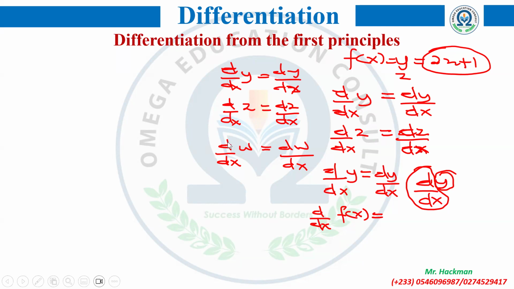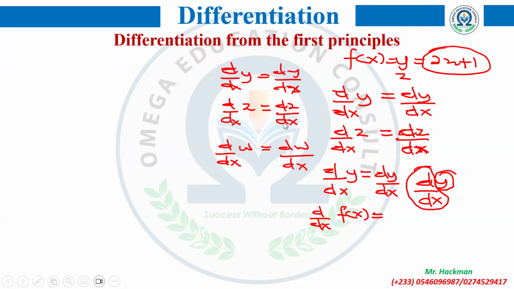So take notes. If d/dx of y is dy/dx, d/dx of z is equal to dz/dx, d/dx of w is equal to dw/dx. I hope you see. When you are mentioning it this way, you are combining. It will be dy/dx. But if you are saying it this way, it will be d/dx of y, d/dx of z, d/dx of w.